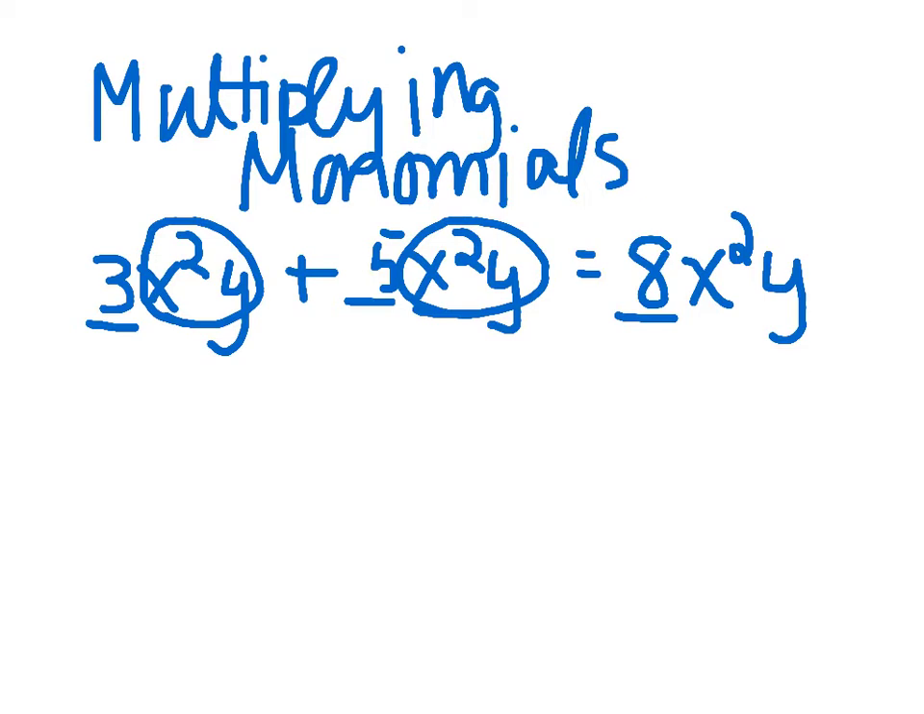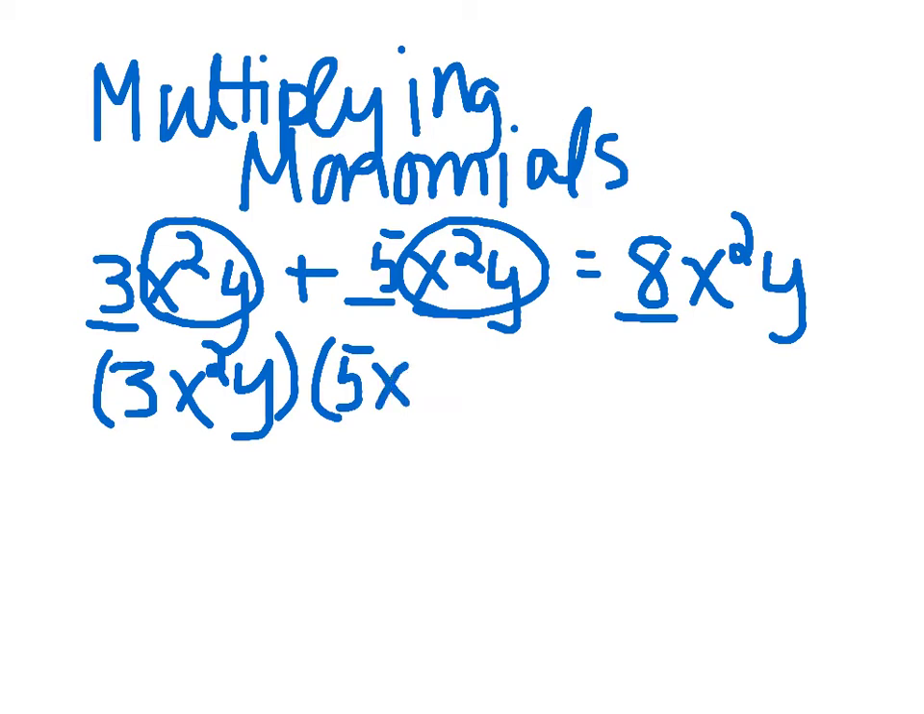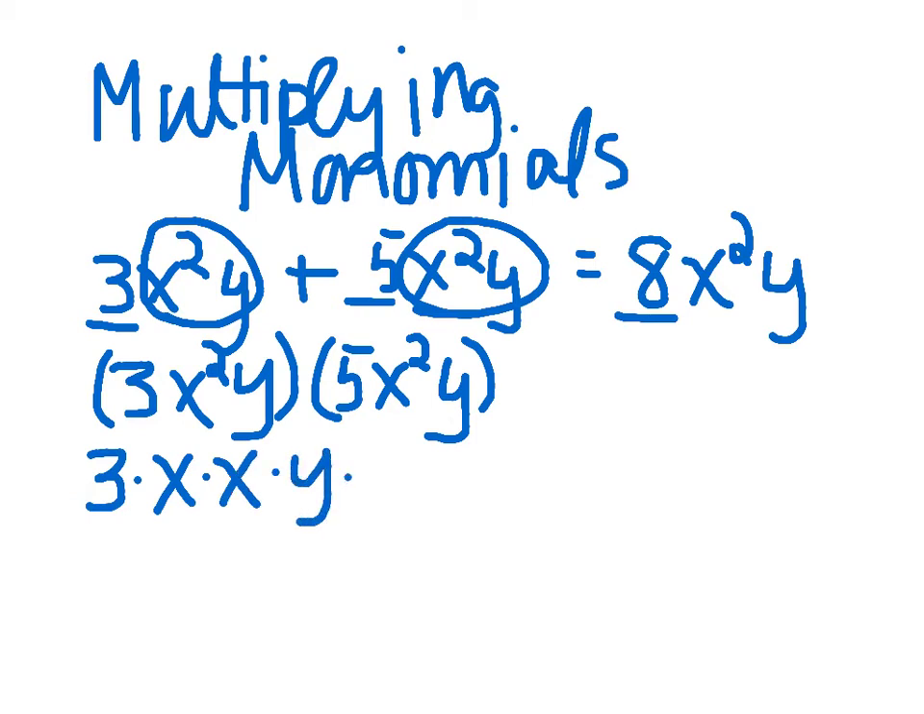Let's look at what happens if I multiply these same monomials. Notice that when I'm adding, I must have like terms. That's not the case in multiplication. 3x squared y times 5x squared y really is just about expanding each of these monomials. We know that 3x squared y means 3 times x times x times y. And since I'm multiplying, I've got 5 times x times x times y.